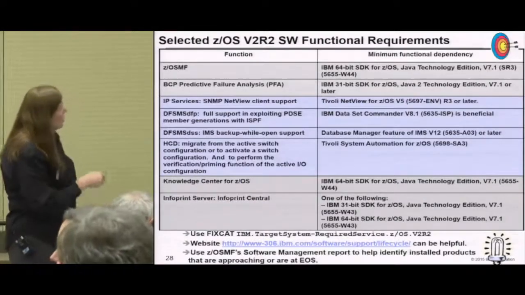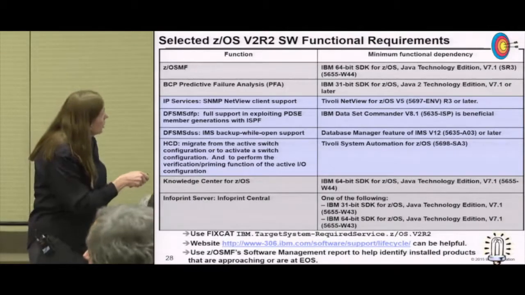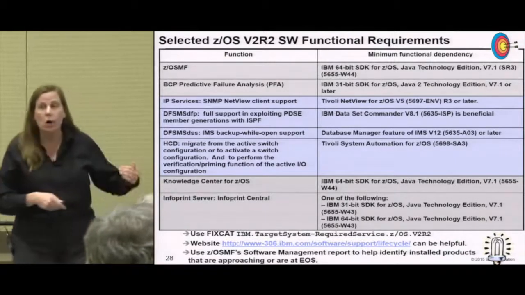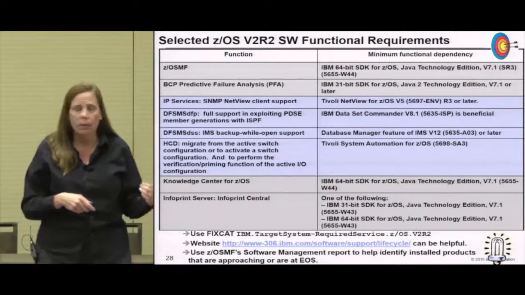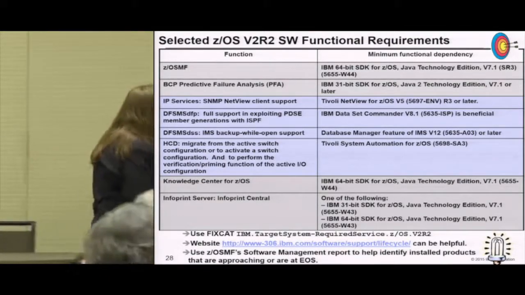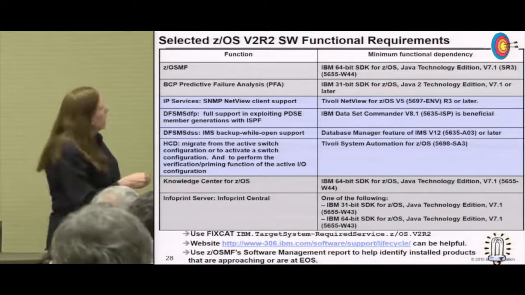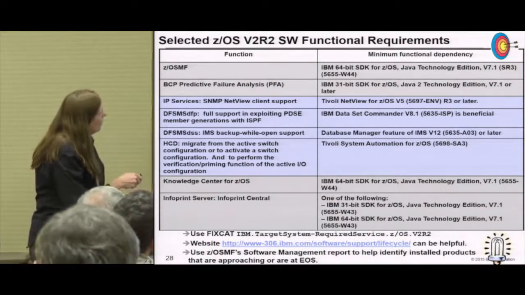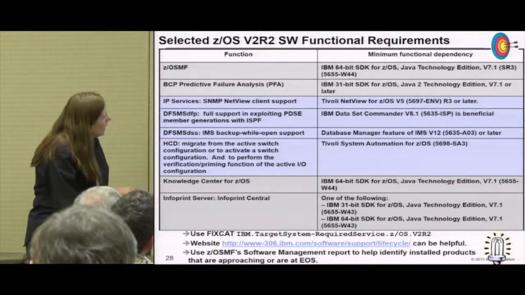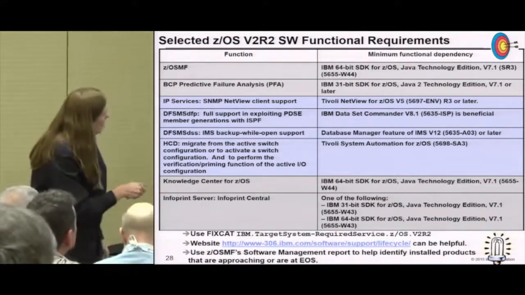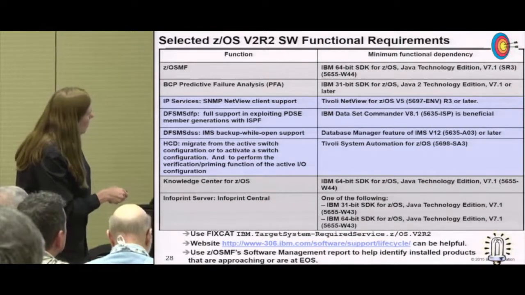Okay, so I'll show you that slide now. So here's the functions that I have selected here. This is not all of the functions, but it's a lot of them, okay, from the Planning for Install book. I took the ones that I thought were very popular or the ones that you might want to see, and I put them in the slide. And so here I have, like for z/OSMF, I need 64-bit Java 7.1. And you can't really see it on this chart, but in the middle of this chart, this is actually blue.